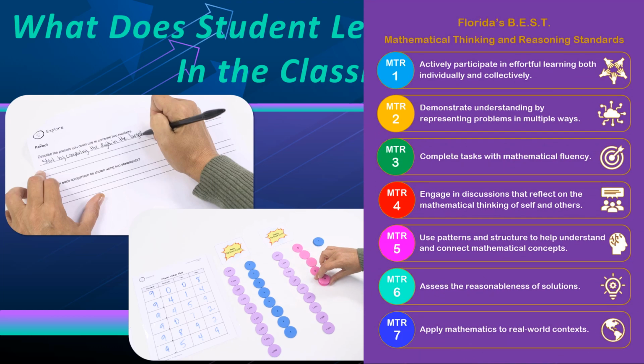When we look at the MTRs, we're hitting here the MTRs 4, 5, and 6. 4 helps support engaging discussions that reflect on mathematical thinking of ourselves and others. 5 helps use patterns and structure to help understand and connect mathematical concepts. And 6 assess the reasonableness of solutions. By using the manipulatives and tools shown in the videos, we can build a strong sense of numerical place value to then compare and order rather than using that tempting alligator trick.